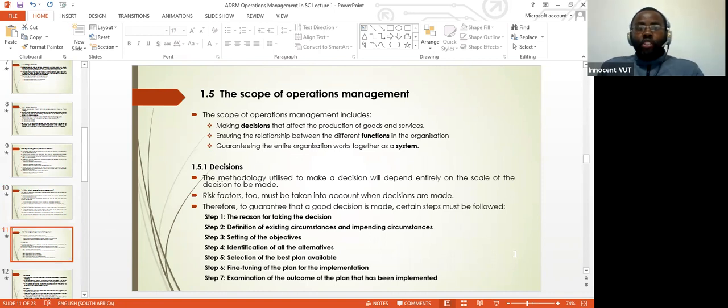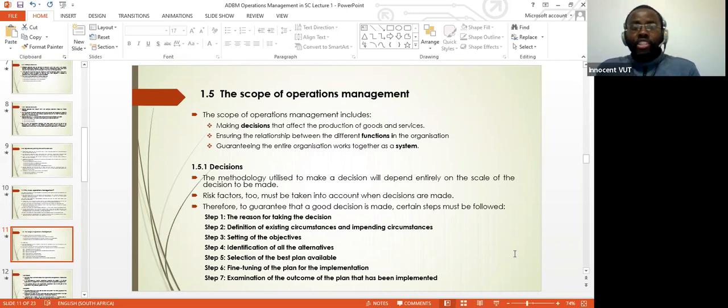Right, the scope of operations management. The scope of operations management includes three things: making decisions that affect the production of goods and services, ensuring the relationship between the different functions in the organization, and guaranteeing the entire organization works together as a system.